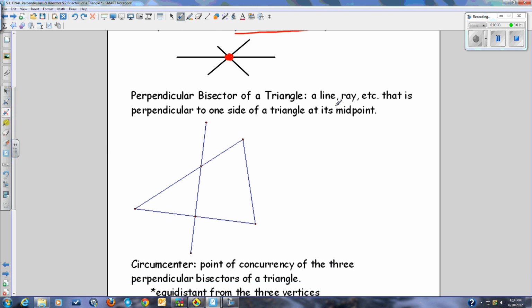A perpendicular bisector of a triangle is a line, ray, etc. that is perpendicular to one side of a triangle at its midpoint. So here's the midpoint of this side. It breaks it up into two equal sections on that side. And this line, to be the perpendicular bisector, has to be perpendicular to that side and has to go through that midpoint. So this line is the perpendicular bisector.